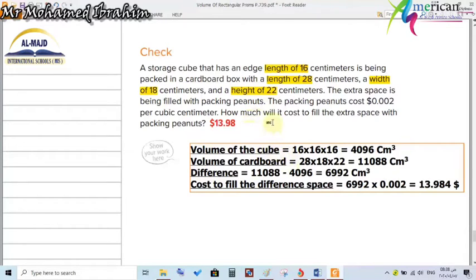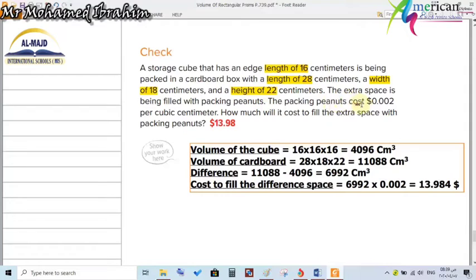Actually, it's the most difficult example in this lesson. A storage cube that has edge length of 16 centimeters. A storage cube, I told you, the cube's 3 dimensions are equal. So the edge here is 16 centimeters. Is being packed in a cardboard box with length 28, width 18, and height 22 centimeters. The extra space is being filled with packing peanuts.